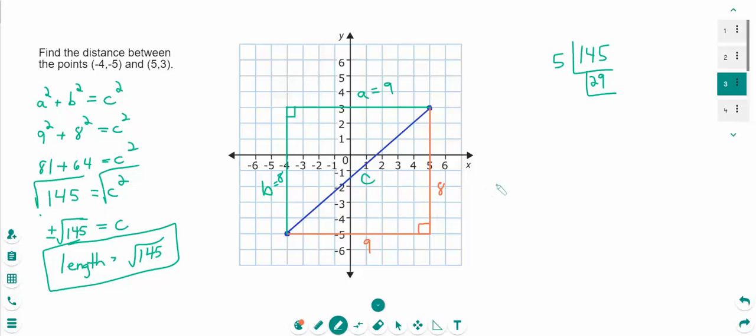So if this is our A, this is our B, you still would have had 8 squared plus 9 squared is equal to c squared, which is what we have over here. Okay, so clearly it didn't matter which triangle we used.